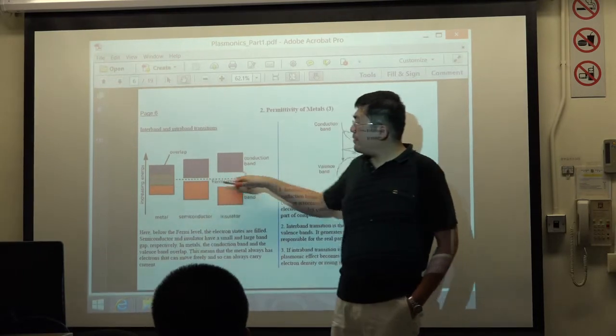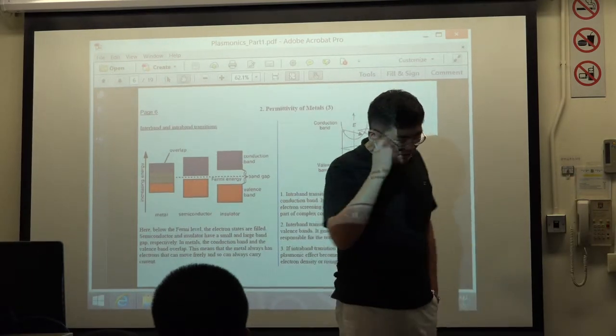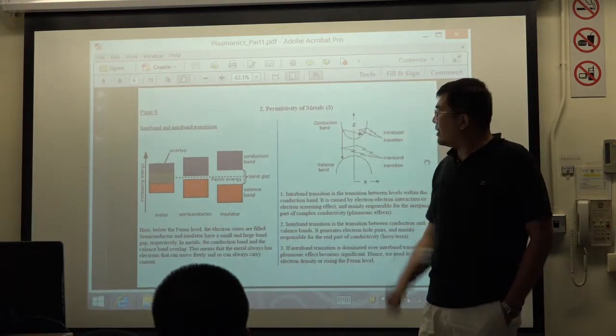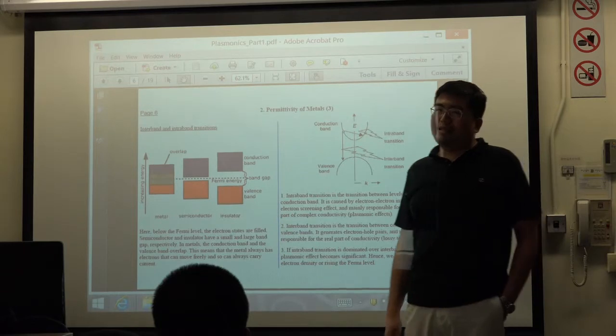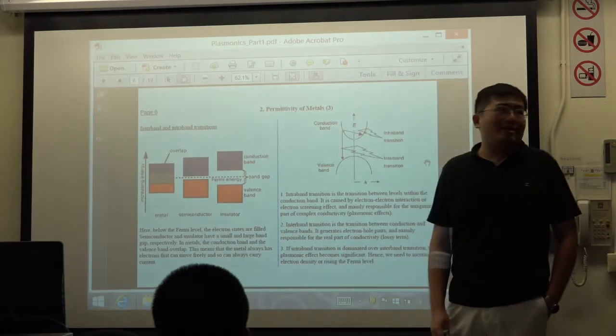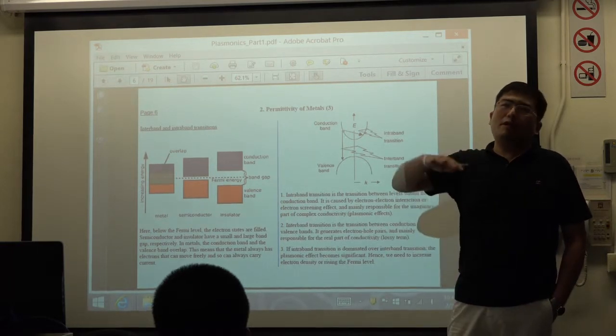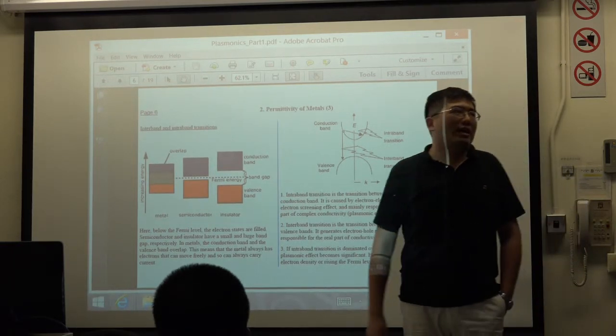There's a Fermi level here. What's the meaning of Fermi level? Fermi level at zero temperature, I mean the T goes to 0 Kelvin. At zero temperature, below the Fermi level, all the bands are fully filled. This is the meaning of Fermi level.